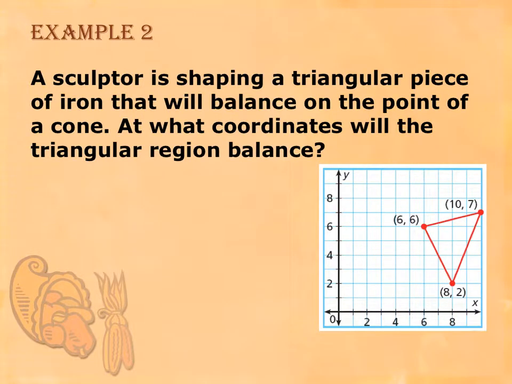Okay, so let's deal with this one here. If you are getting ahead of me, just know that there is an error in one of the slides, so you're going to run into some problems if you're shooting ahead of me. A sculptor is shaping a triangular piece of iron that will balance on the point of a cone. So what we're talking about is this.